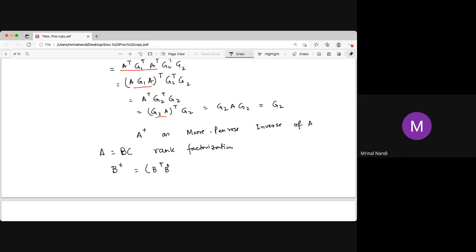The Moore-Penrose inverse of B is just B transpose B inverse times B transpose. Now B transpose B is full, since B is full column rank and C is full row rank, that means B transpose B is non-singular. So remember that in the rank factorization, B has full column rank and C has full row rank.